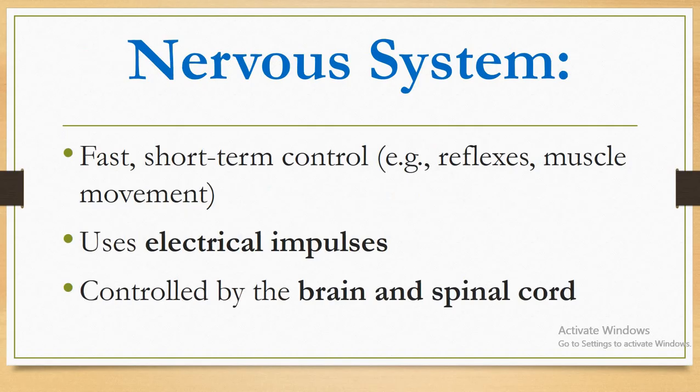Nervous system. Fast, short-term control, e.g., reflexes, muscle movement. Uses electrical impulses, controlled by the brain and spinal cord.